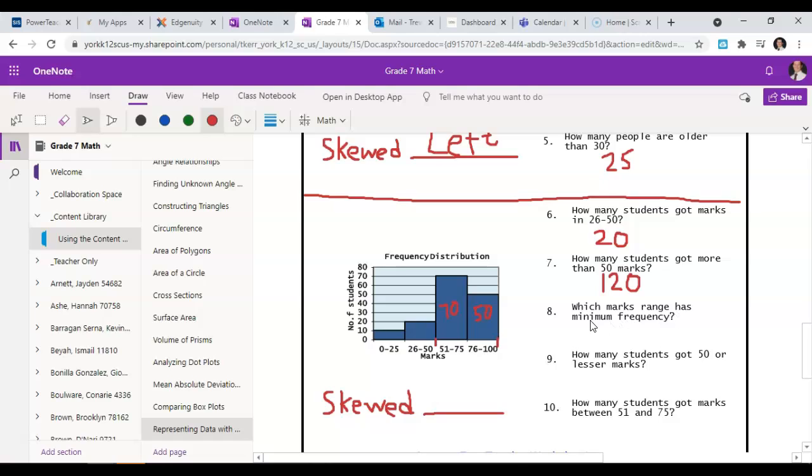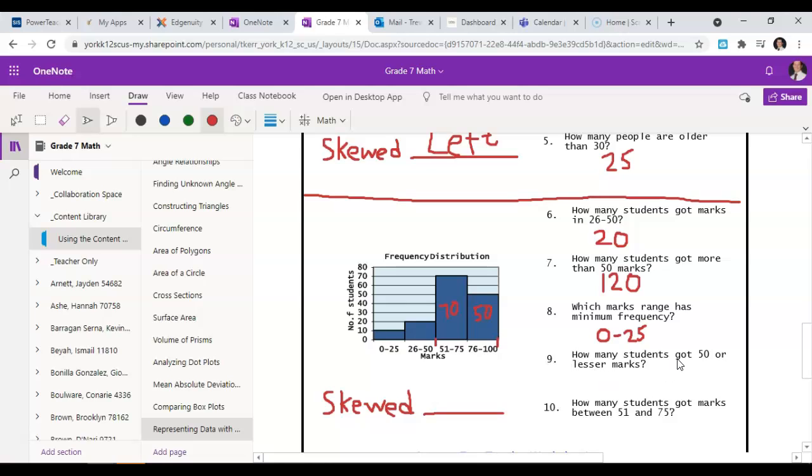Which marks range has the minimum frequency? So again, frequency is just a fancy word for how often does it happen. Minimum is just the lowest. So the lowest frequency, in other words, the lowest amount received, thankfully was this one. The fewest number of students got it from a 0 to a 25. So which marks range? Remember, the range of numbers is on the bottom. That's not how many students.